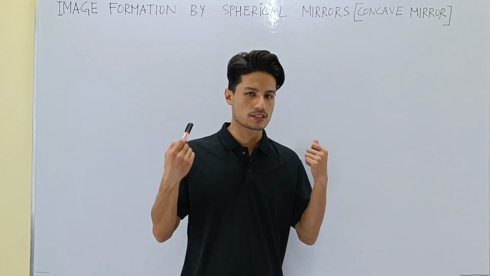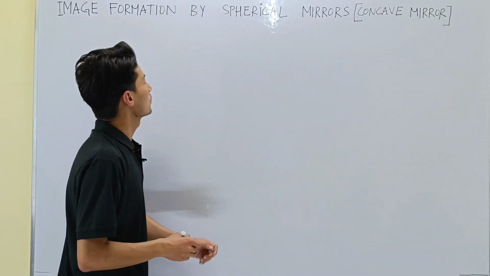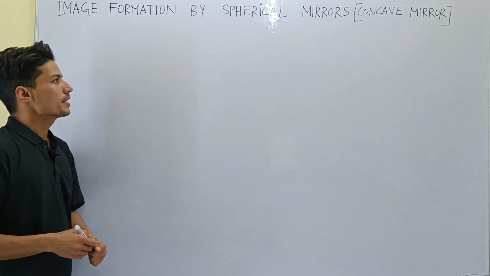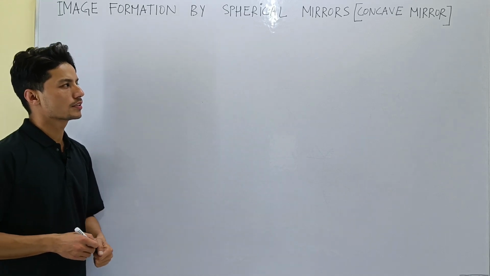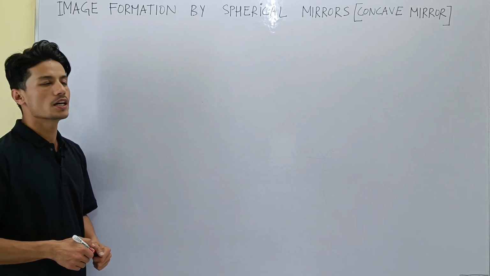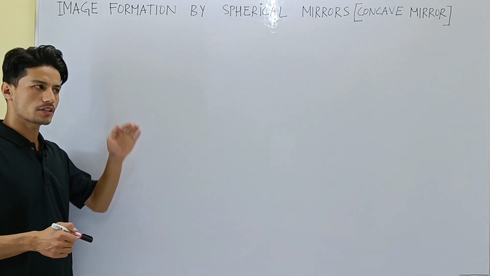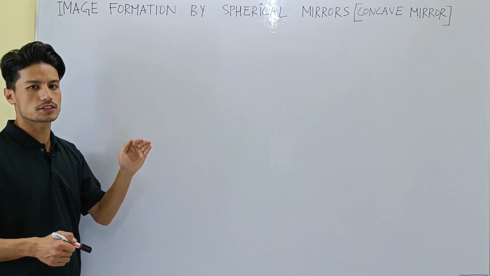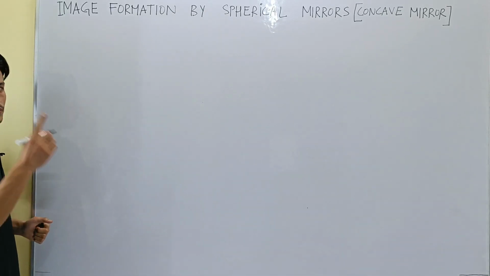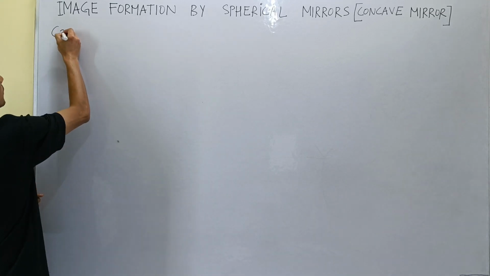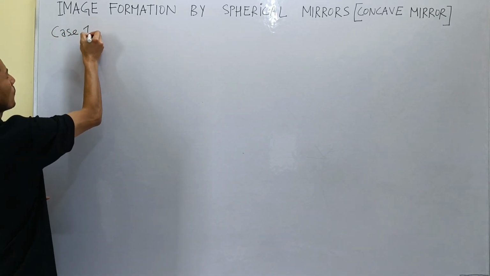So now let's start our lesson. Image formation by spherical mirrors. The first we will learn is the concave mirror. There will be 6 cases, and from case 1 to case 6 we will discuss today. So let's start with case 1 first.